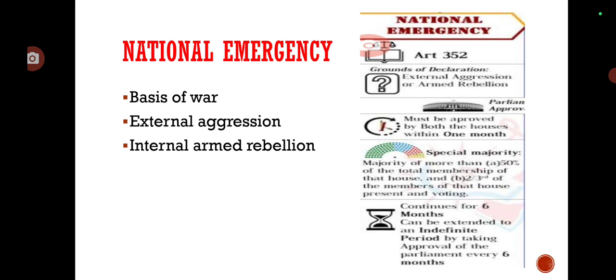The provisions of national emergency are in Article 352, and for the national emergency to be imposed, it must be approved by both the houses within a month of being issued, with a special majority. The special majority is nothing but more than 50% of the total membership of the house and two-thirds of the membership of the house present and voting. This national emergency continues for a period of 6 months, but it can be extended indefinitely by taking the approval of both the houses every 6 months.